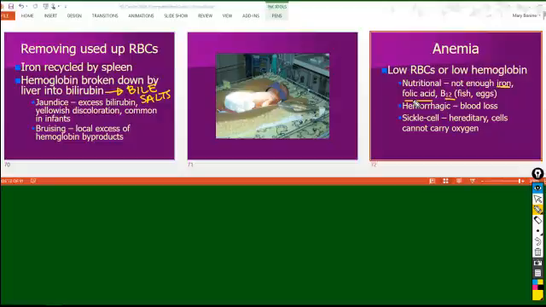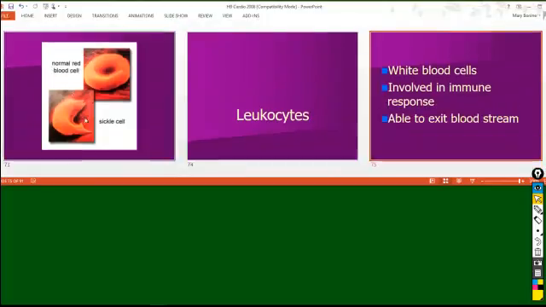Last kind I want to talk about is sickle cell anemia, which is a hereditary form of anemia, where the protein hemoglobin is formed incorrectly, and therefore the cells are formed incorrectly. And look at those spiky, sharp cells.